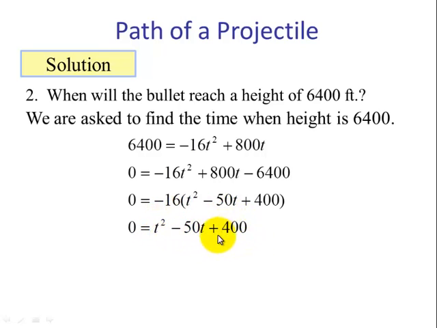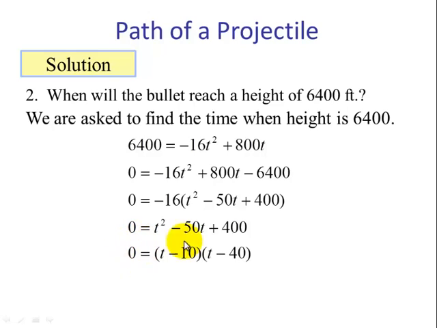What two numbers multiply to give us 400, and at the same time sum to negative 50? Well, because c is positive and b is negative, the two factors will have to be negative, and negative 40 times negative 10 is a positive 400, and negative 40 plus negative 10 is negative 50. So now we have 0 equals the binomial t minus 10 times the binomial t minus 40.